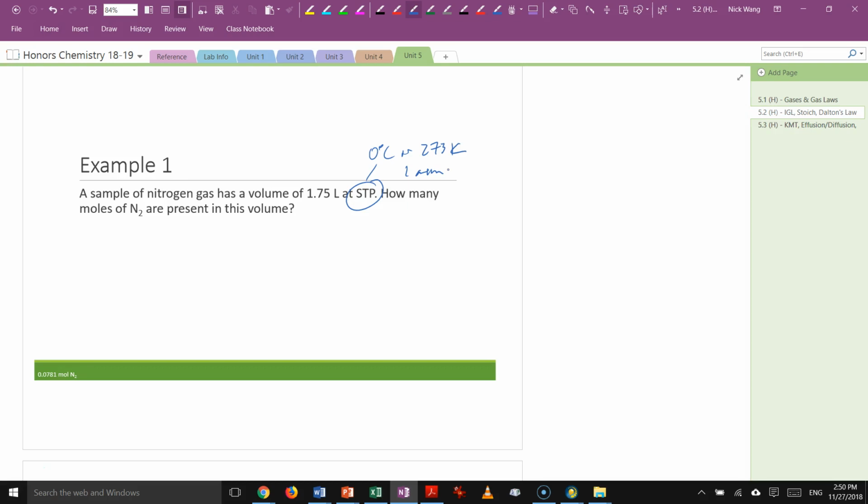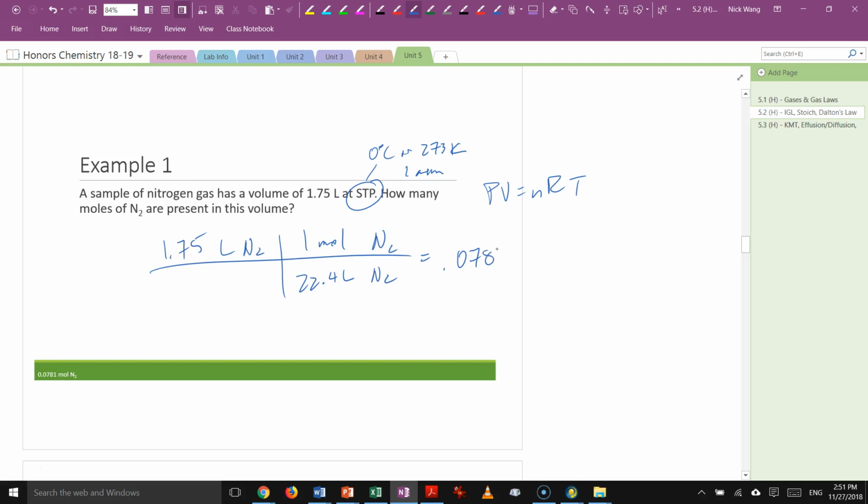So some of you might be thinking, okay, well, we have a volume, we have a temperature, we have a pressure. We can probably use PV equals nRT. But again, one of the magical things about this is that once we identify it as STP, we know that the molar volume relationship is valid. So at this point, I can make the work even simpler and just say 1.75 liters of N2, right? That's the nitrogen gas. I know that for every 22.4 liters of that gas, it will be equivalent to 1 mole of that gas. This way, a really quick calculation will give you 0.781 moles of N2 is present in this sample.